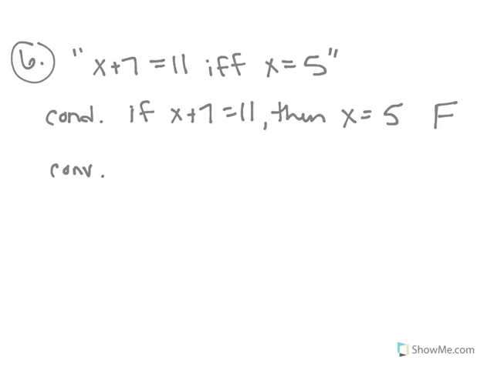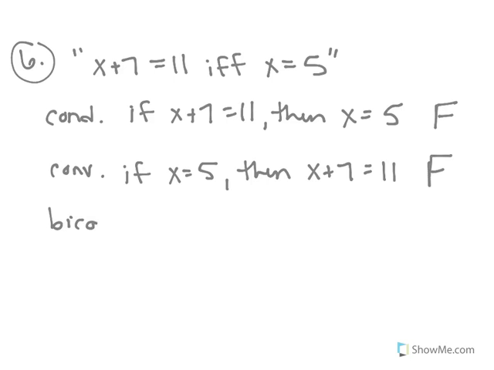The converse of this is if x equals 5, then x plus 7 equals 11. And that's false as well. So if I've got a false conditional and a false converse, there's no way I can have a true biconditional statement. So the biconditional is going to be false.